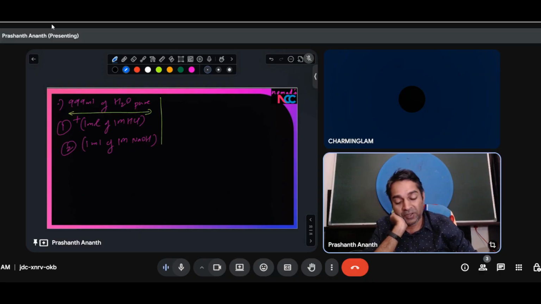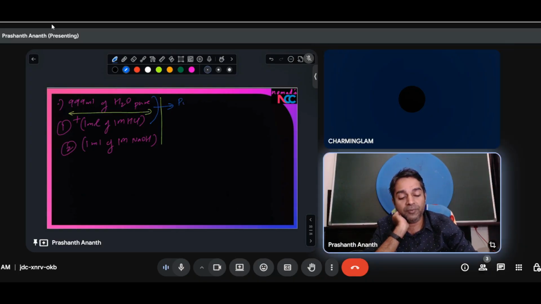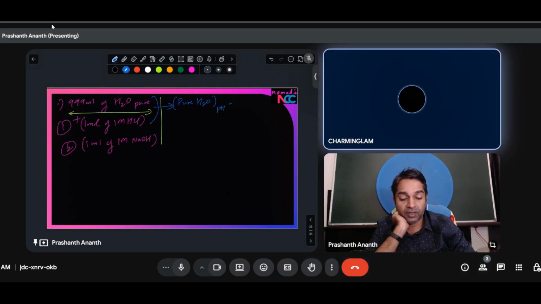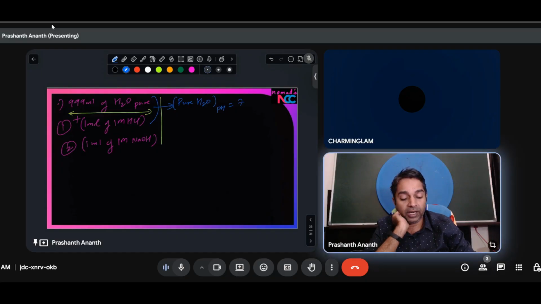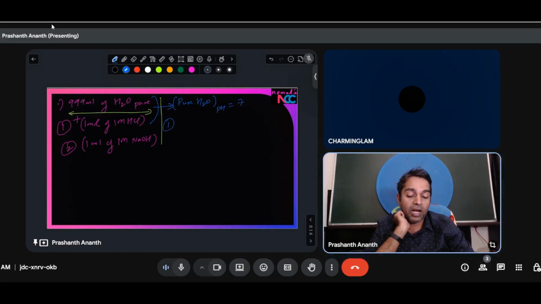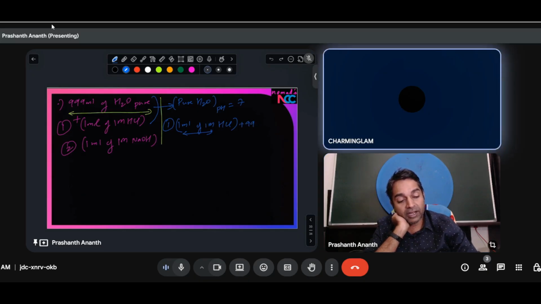So, pay attention now. 999 ml of water is taken here with 1 ml of 1 molar HCl. What will be the scenario in this case 1? Pure water, what is the pH by the way? Pure water, what is the pH? 7. Good. Next, in case number 1, where I have added 1 ml of 1 molar HCl to the water, how many millimoles have I added? 1 ml of 1 molar HCl added to that 999 ml.